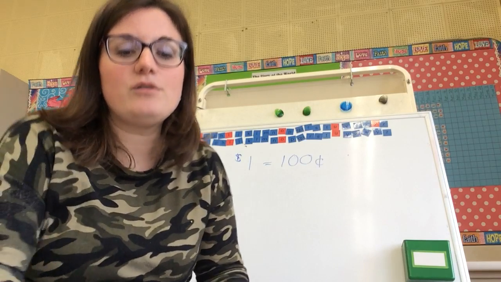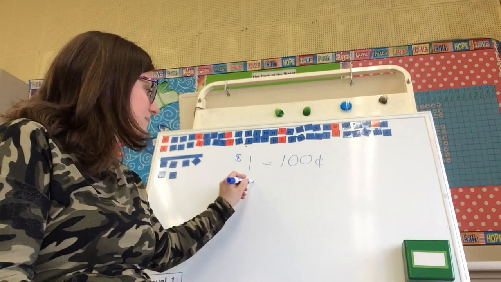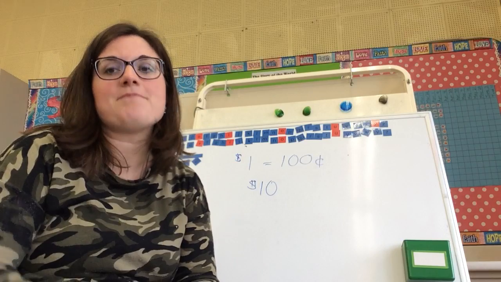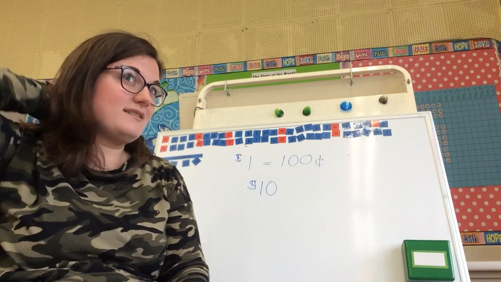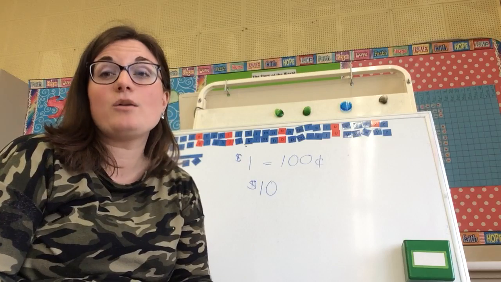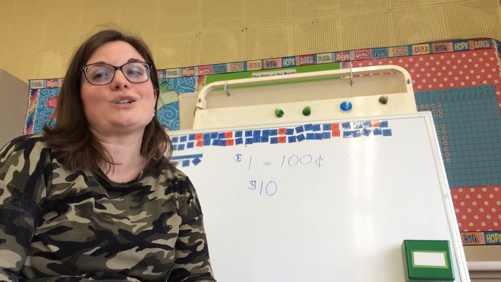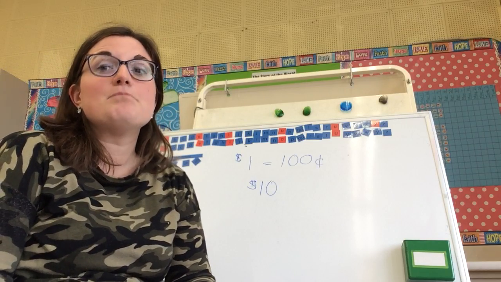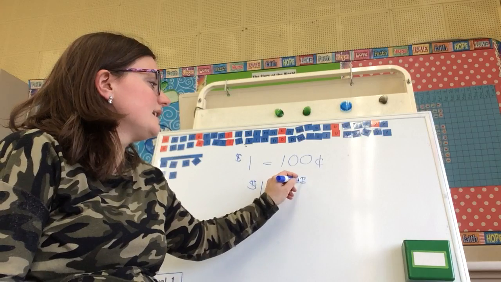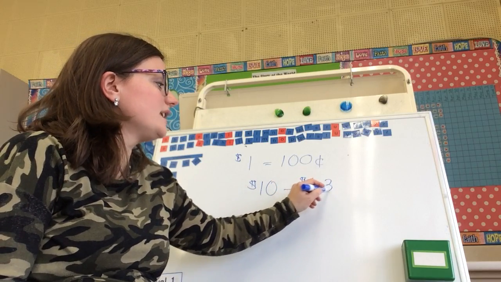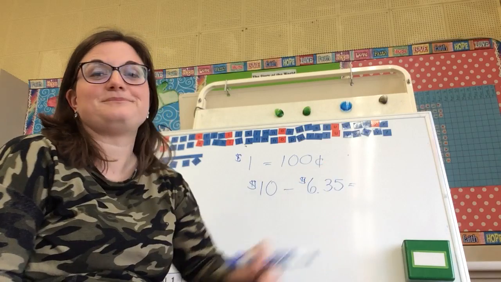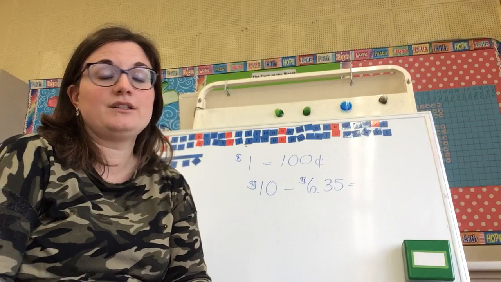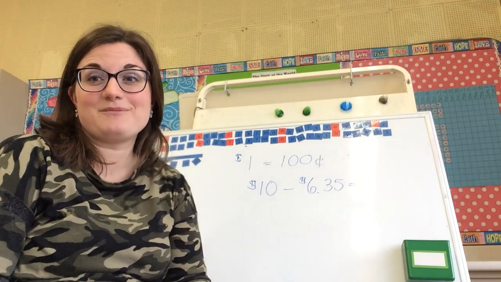Okay, now I'm going to go to a store this time, and I'm going to have $10. Okay, and when I go to the store this time, I'm just trying to think. I would like to get a new pack of markers because I want some really nice colors as I do some spring pictures. And my pack of markers cost $6.35. Okay? And I need to think about how much change I'm going to get.